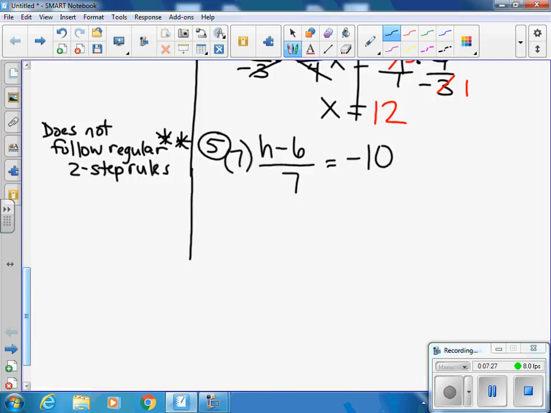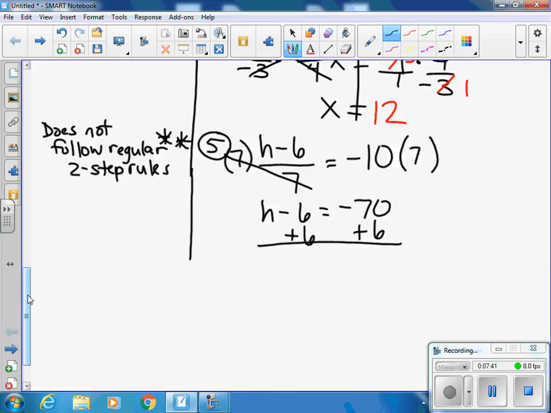So if you multiply both sides by 7, you'll see that the 7's are going to cross off, and now you have h minus 6 equals negative 70. So that's your first step. And then the second step, now you can move the minus 6 like you normally would by adding 6 over. Okay, so h equals, and negative 70 plus 6 is going to give you negative 64. So be very careful when it looks like that. If it looks like a fraction and things are trapped on top of a number, you have to get rid of the denominator first. Otherwise, it's not going to work in your favor.